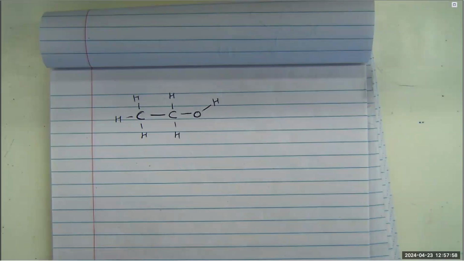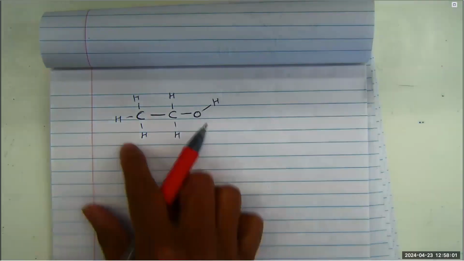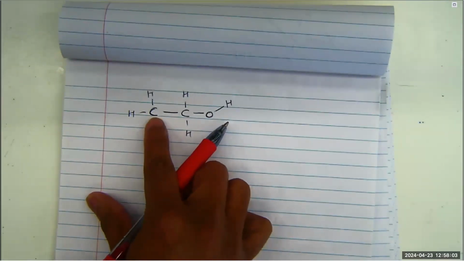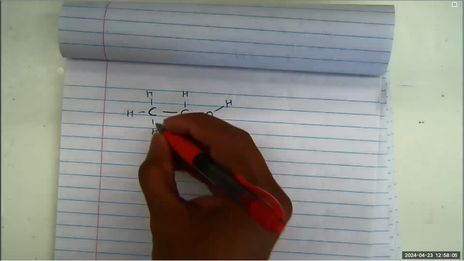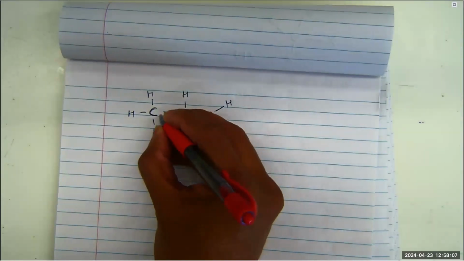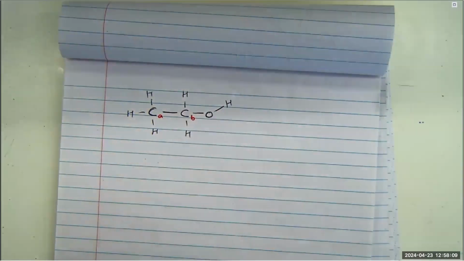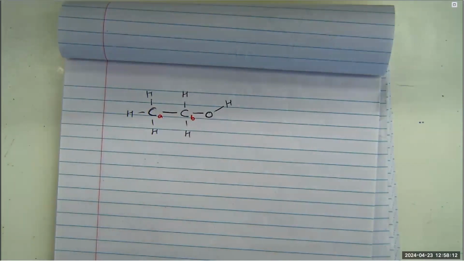So let's say that we want to determine the oxidation state of this carbon over here. I'm going to say this is carbon A and carbon B. Okay, we'll deal with carbon A now. Okay, this is how it goes.